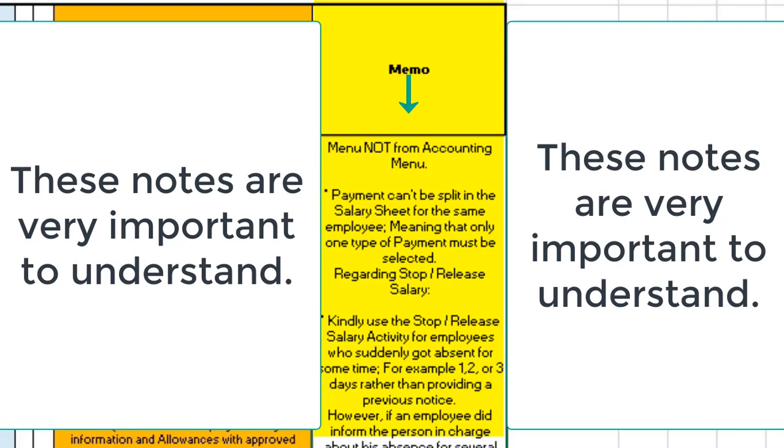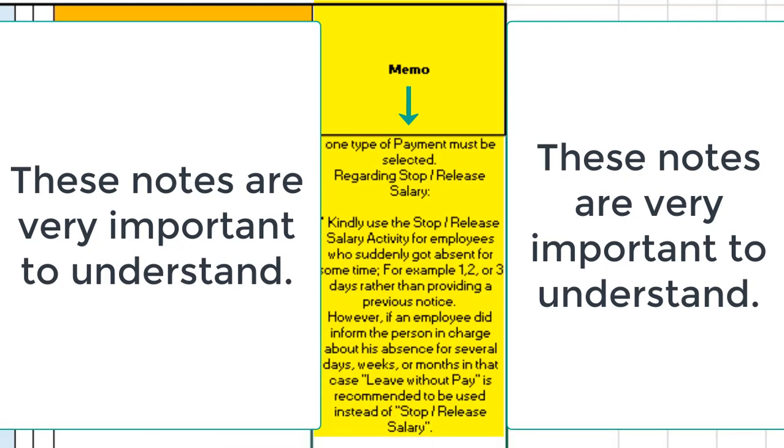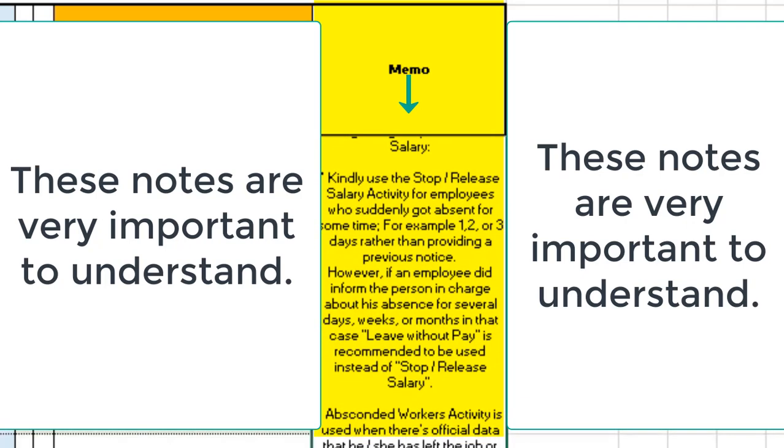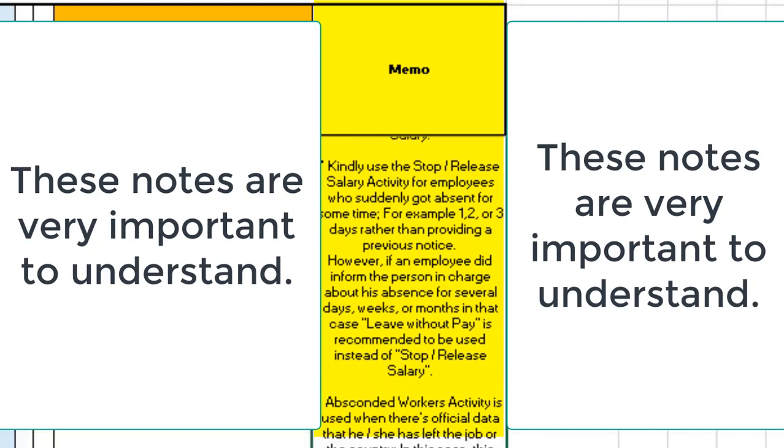Now let's talk a little bit about the stop or release the salary of employees. Now regarding this activity, it's recommended to be used for those employees who have been absent for a few days without giving any previous notice. But for example, if an employee is absent for weeks, months, more than that, then leave without pay is more recommended to be used rather than the stop or release the salary.